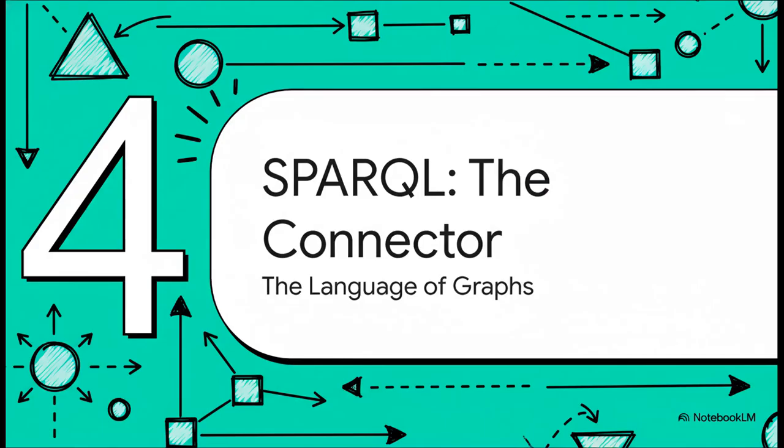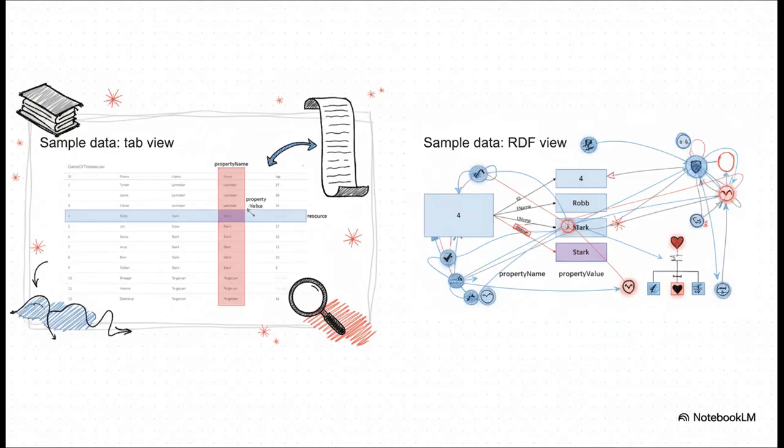Okay, so we've got SQL for order and NoSQL for chaos. But what if the thing you care about most isn't the data itself, but the connections between all the different pieces of data? Well, for that, you need a whole other way of thinking. Welcome to the world of Sparkle. This right here is the aha moment.